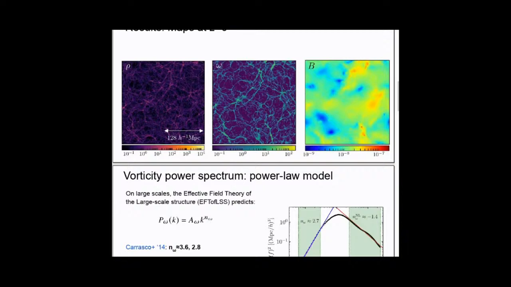If you look at some peaks in this map, which are around 10 to the minus 7, the typical or maximum amplitude of this vector potential, you can find a corresponding density peak, but the opposite is not always true.